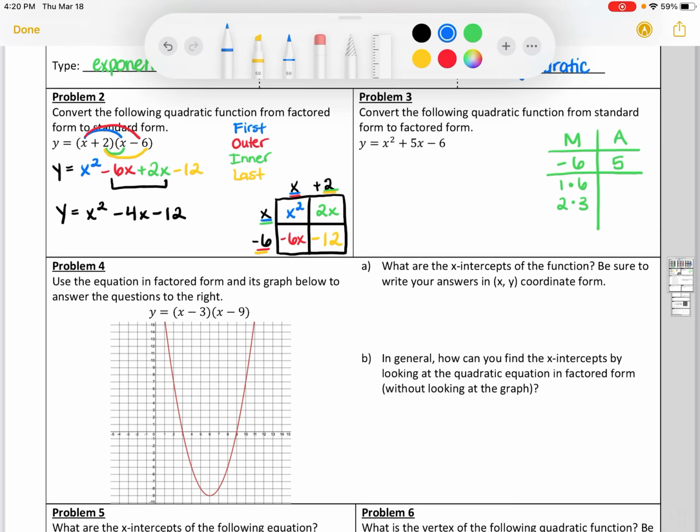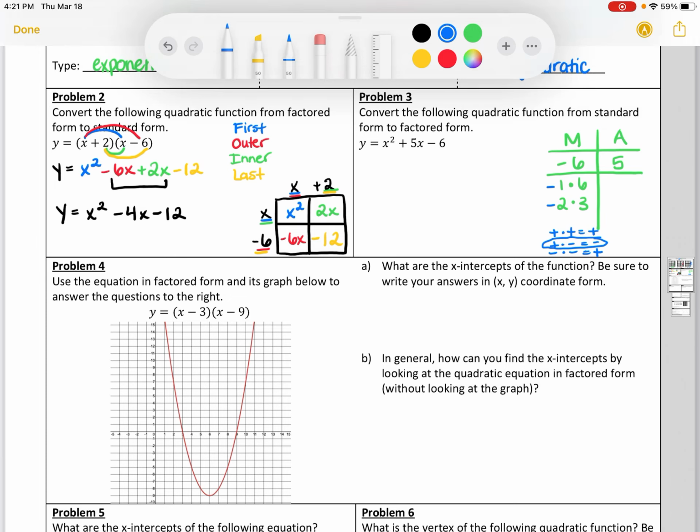So now I have to figure out which ones add up to 5. But first I have to think about my signs. We can have 2 positives, which multiply to a positive. I can have 1 positive and 1 negative, which multiplies to a negative. And I can have 2 negatives, which multiply to a positive. Since I'm trying to multiply to a negative, my only option is to have 1 positive and 1 negative number. And then I need to think about the fact that I'm adding to a positive. If I'm adding to a positive, that means the smaller number should be negative. So I'm going to make the 1 negative and the 2 negative.